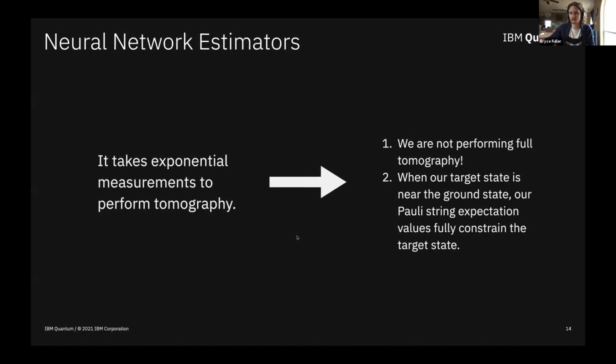Notably, we only care that our state produces the same statistics on a very specific set of observables, right? We're not going to be performing general measurements on this neural network quantum state. And moreover, when our target state is actually near the ground state, these expectations of these Pauli observables actually fully constrain the pure state that we could be modeling, right? So we don't have this guarantee during training, but you could say it's heuristically a nice thing to have, right?